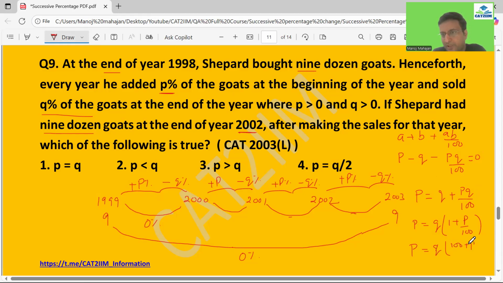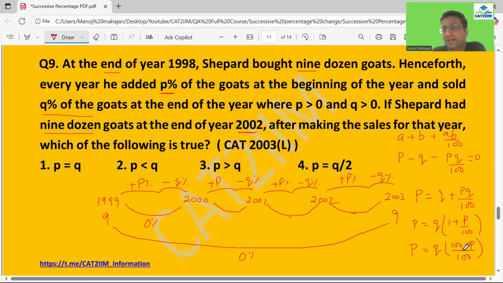Q multiplied with (100 plus P) divided by 100. Sorry, this is not P, this is 100 over here. So just make sure that you write 100 over here. So this is the final thing that we are having over here.